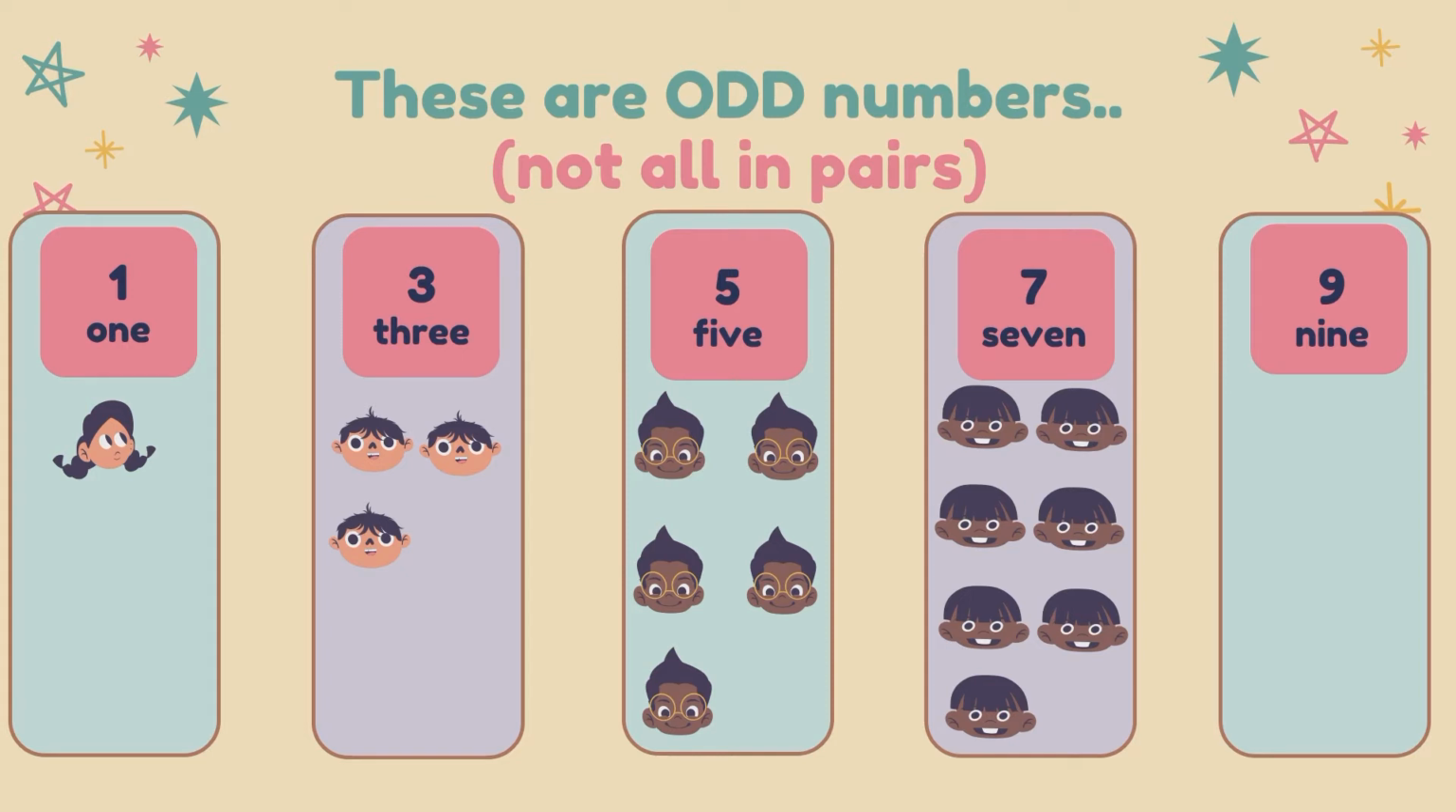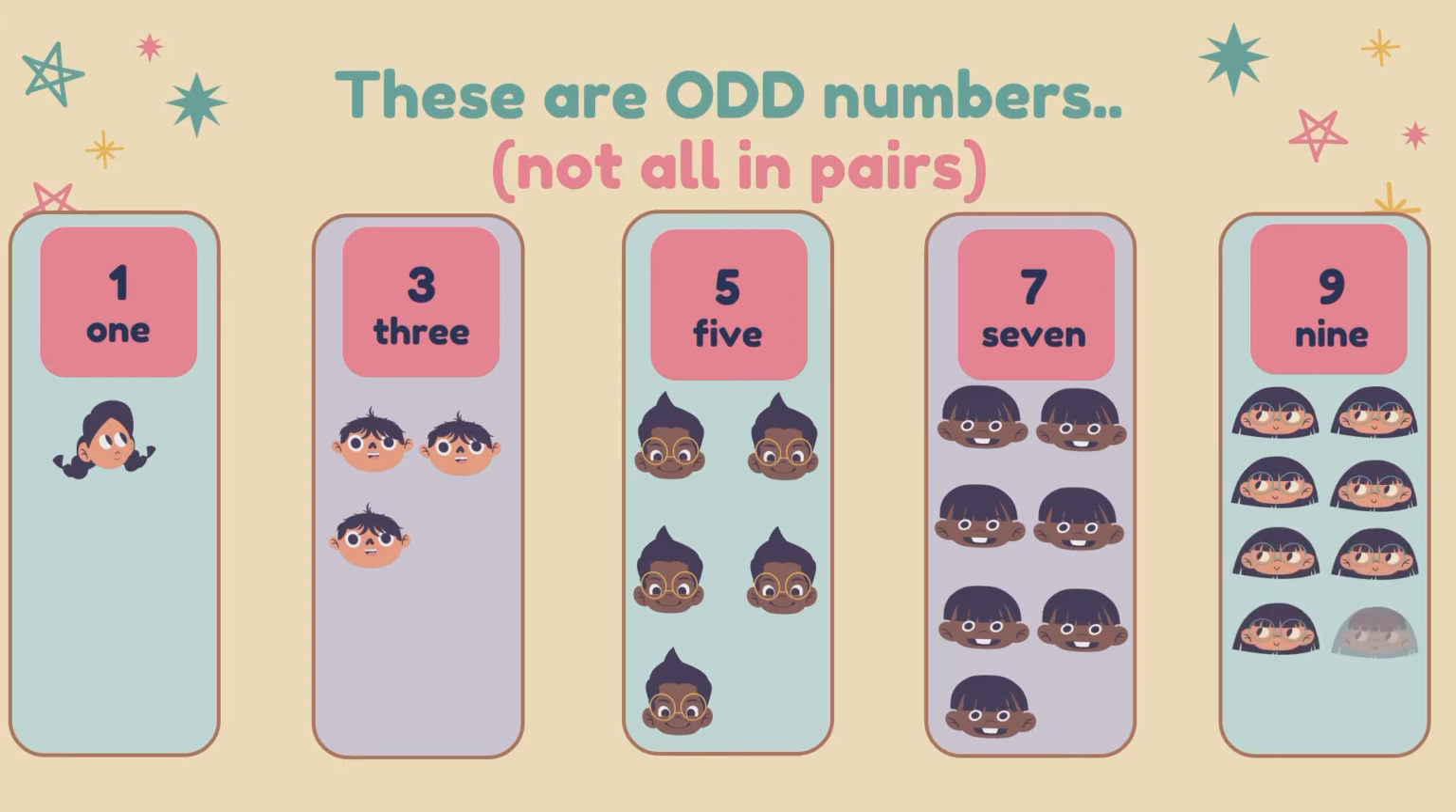Let's go to 9. 1, 2, 3, 4, 5, 6, 7, 8, 9. Pair, pair, pair, and pair. And the other one doesn't have a pair. Did you see the difference between odd and even numbers?